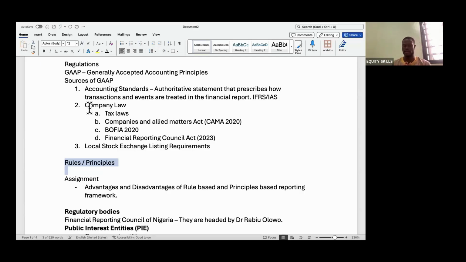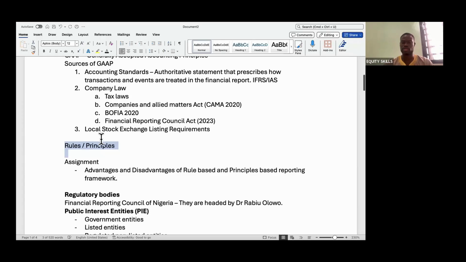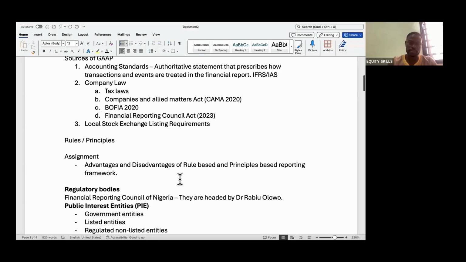So in Nigeria, we can say that our reporting framework or our regulatory system is a mixture of rule and principle. And I gave you an assignment. I said you should look at the advantages and disadvantages of rule-based and principle-based frameworks, right? Between yesterday and today might be short, but it's something you need to review and look at. So I'll give you till our next class before we review it.